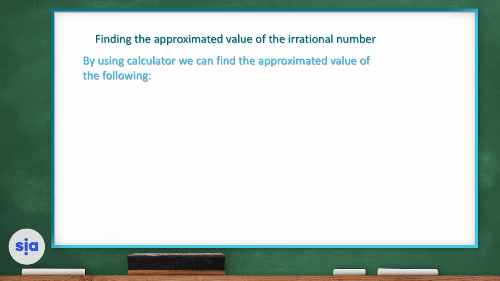By using the calculator, we can find the approximated value of each of the following. Like here, what is the approximated value of square root of 2? It's 1.4142. Square root of 3 is 1.73205. Square root of 5 is 2.236. The square root of 2, the square root of 3, and the square root of 5 are called irrational numbers.